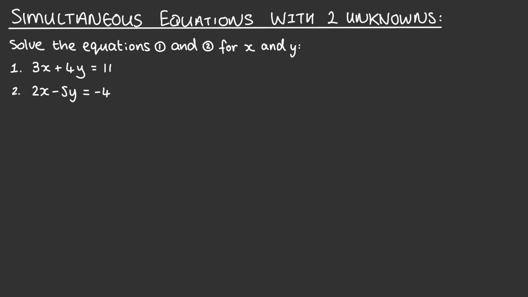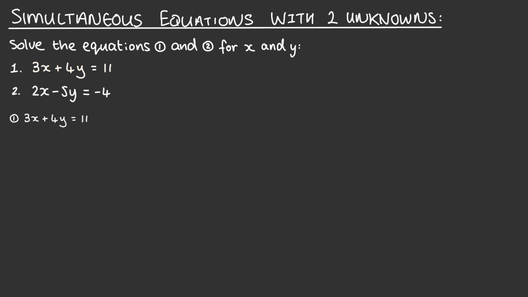So we start with the equations 1 and 2. And our goal is to solve for the values of x and y in each equation that makes the equation true. So we need to find x and y, which makes 3 times x plus 4 times y equal to 11, and 2 times x minus 5 times y equal to minus 4.